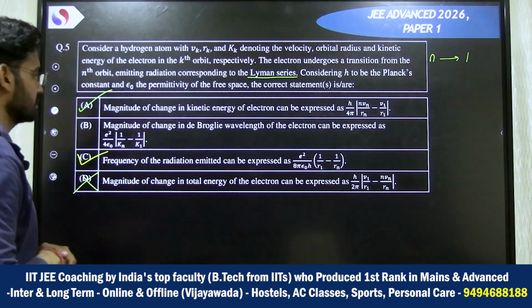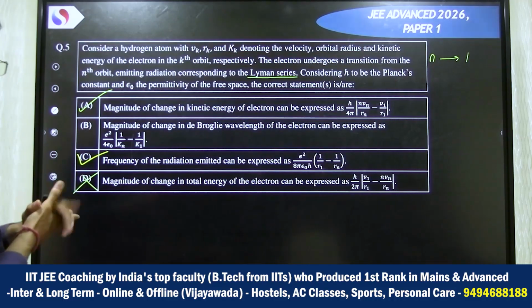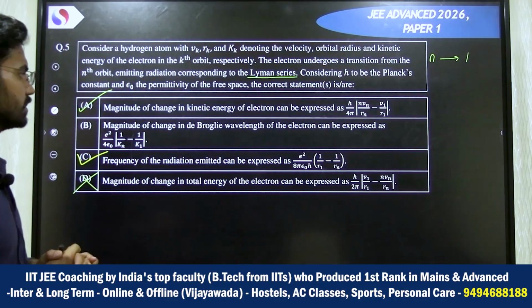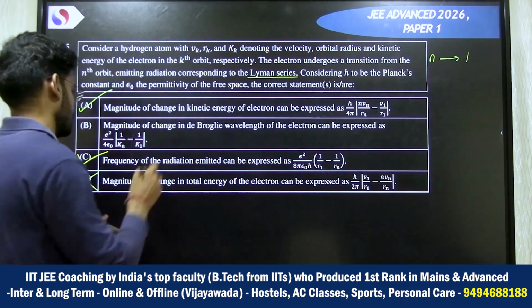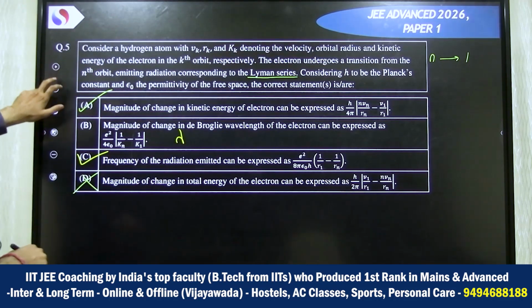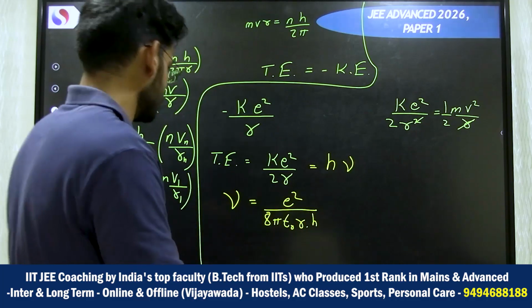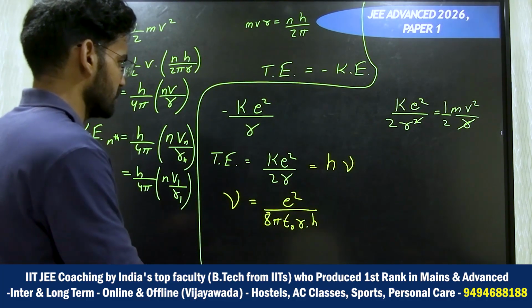Okay, fine. B option remaining. So the B option also has e square. Magnitude of change in de Broglie wavelength of the electron can be expressed as... de Broglie wavelength lambda. How can we go to lambda? For that, if we see here, somewhere here, total energy, 2 pi r.